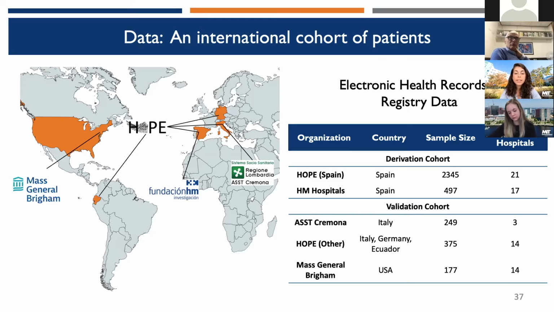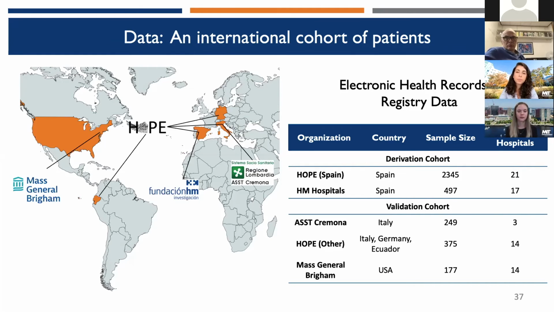Our final data set comprises almost 4,000 observations from 69 hospitals located in Spain, Italy, Germany, Ecuador, and the US. Our derivation population, as you can see here, include all patient samples from Spain. And that way, we ensure that the reported results in the validation cohort provide us with a good proxy of the model's performance in distinct patient cohorts from different geographic regions.